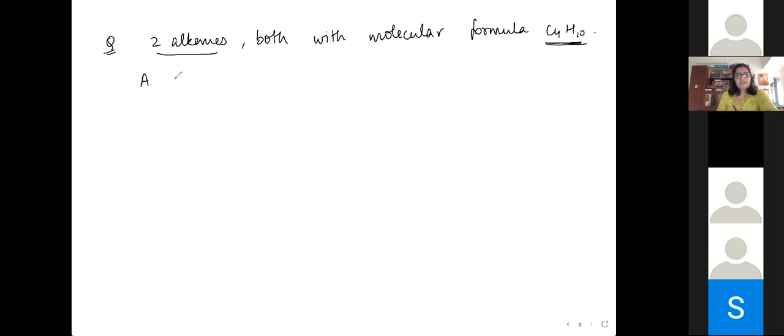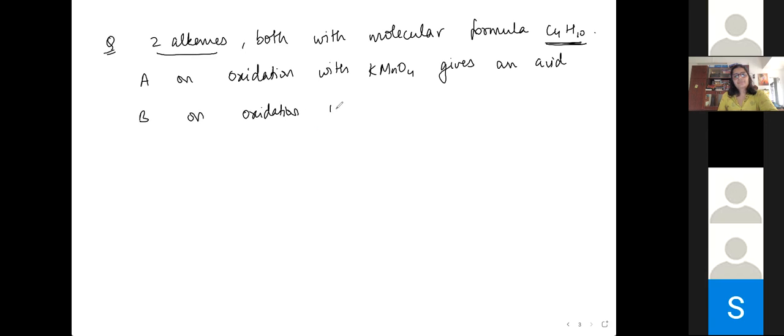So A on oxidation with KMnO4 gives an acid. B on oxidation with KMnO4, same process, gives an alcohol. So what are the possibilities? What could A and B do?